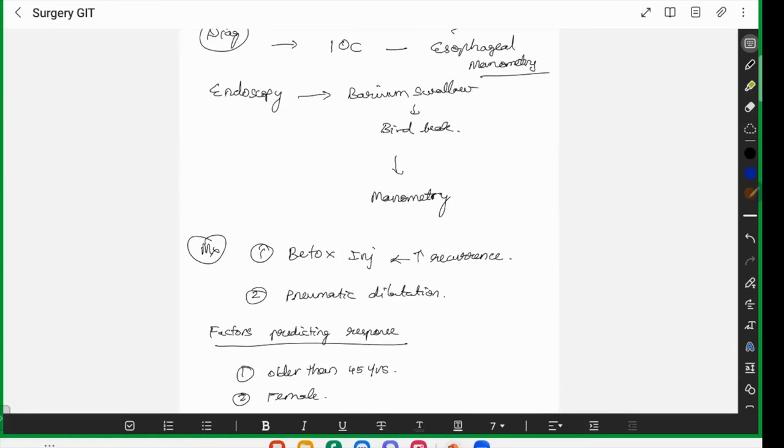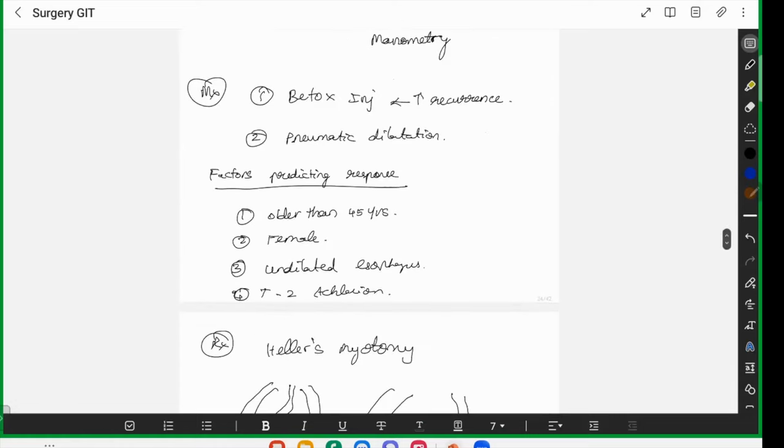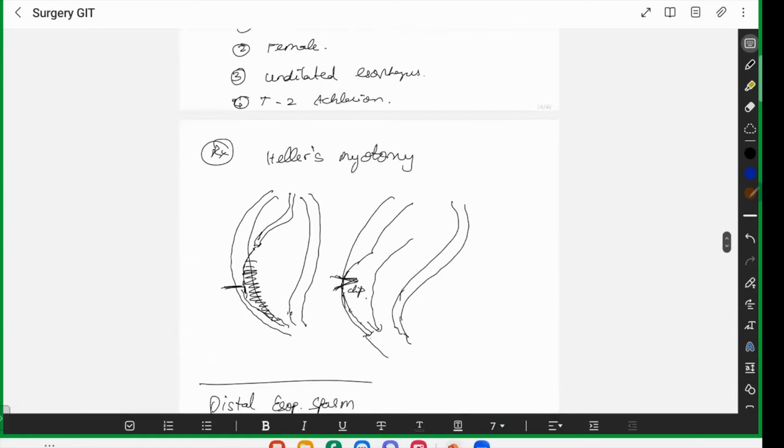Okay, but you can otherwise go for a pneumatic dilatation. Factors predicting the response to pneumatic dilatation are age older than 45 years, female, undilated esophagus, and type 2 achalasia. And what is going to be your treatment of choice? Treatment of choice is going to be LES myotomy.